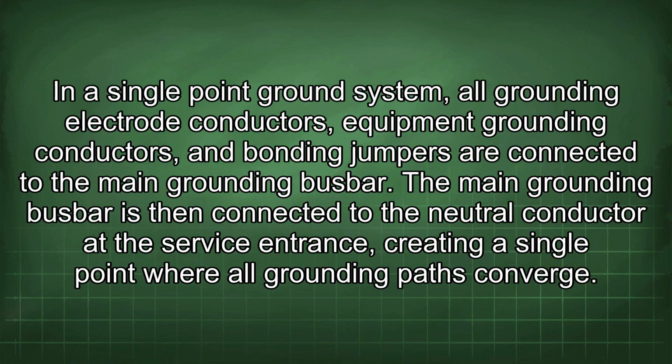In a single-point ground system, all grounding electrode conductors, equipment grounding conductors, and bonding jumpers are connected to the main grounding busbar. The main grounding busbar is then connected to the neutral conductor at the service entrance, creating a single point where all grounding paths converge.